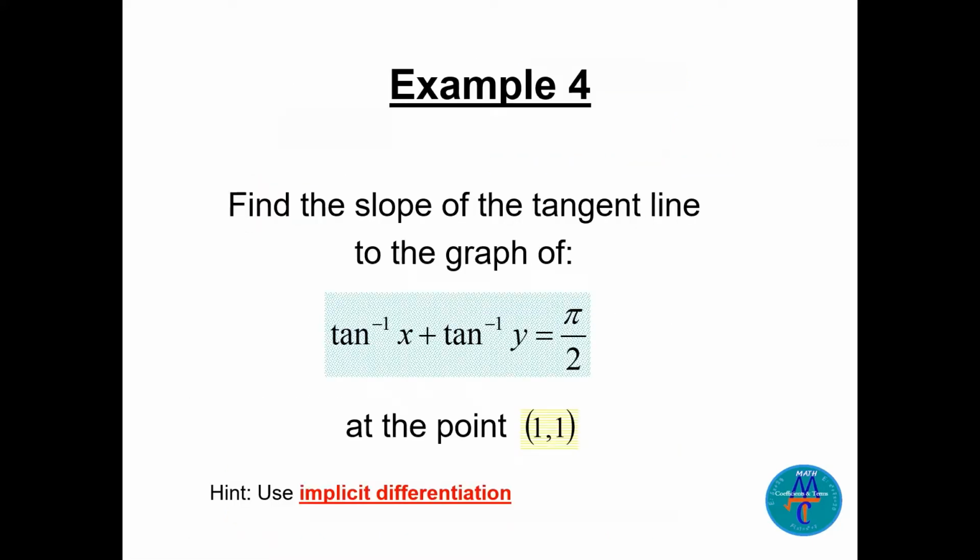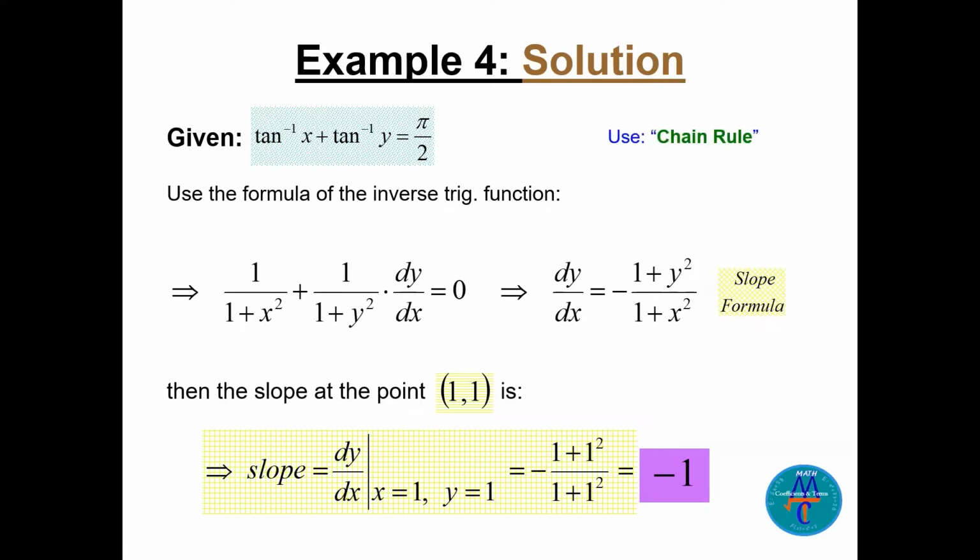Let's find the slope of the tangent line to the graph inverse tan of x plus inverse tan of y equals pi over 2 at the point (1, 1). Now the derivative here is not easy because we have to use implicit differentiation because y is a function of x. So let's start.